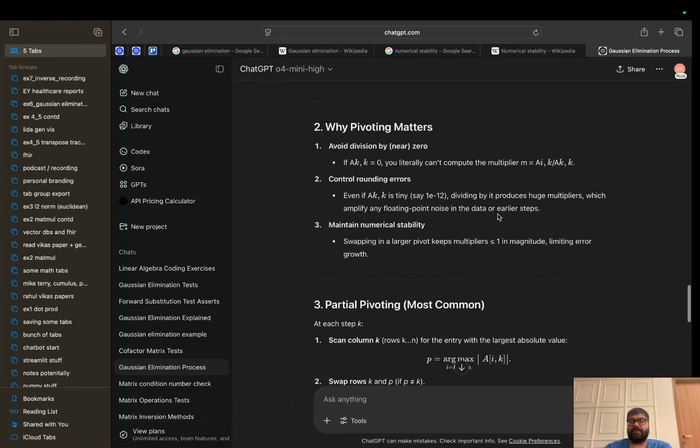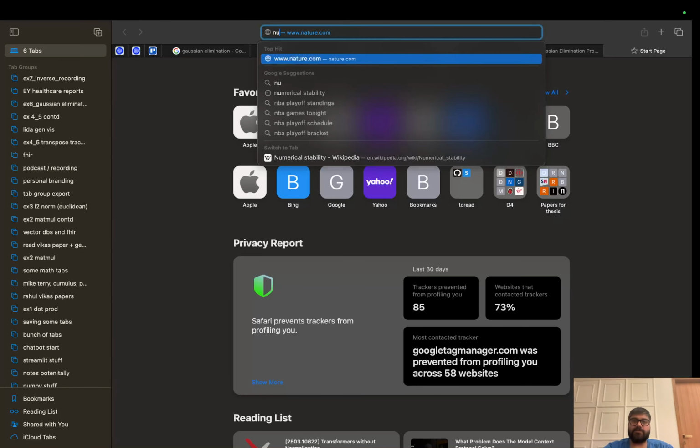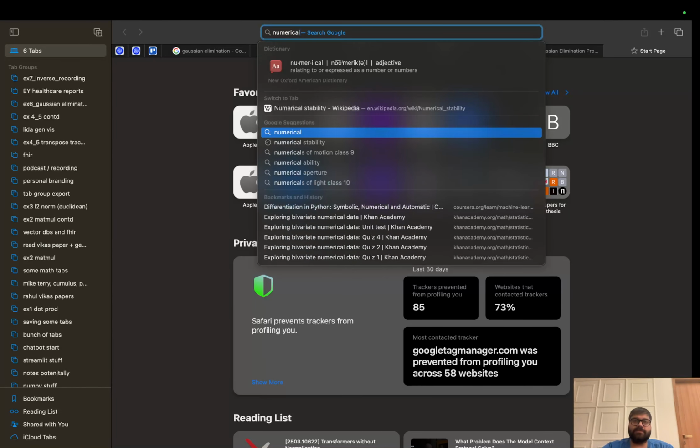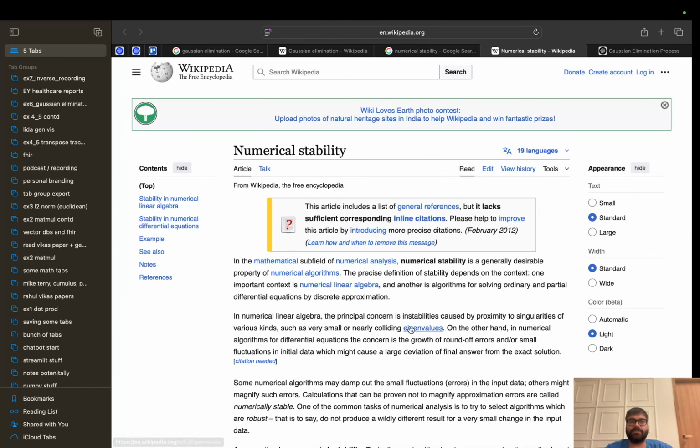Another thing about pivoting, especially in computing, is that even if it's not zero but just really, really small, that can lead to some serious floating point errors that can propagate and reduce the numerical stability of the algorithm. Numerical stability meaning specifically, let me actually just Google that because I did look it up recently. Here, I got a Wikipedia page.